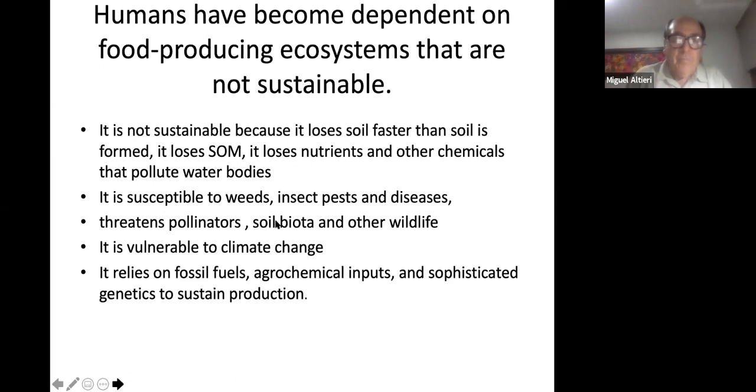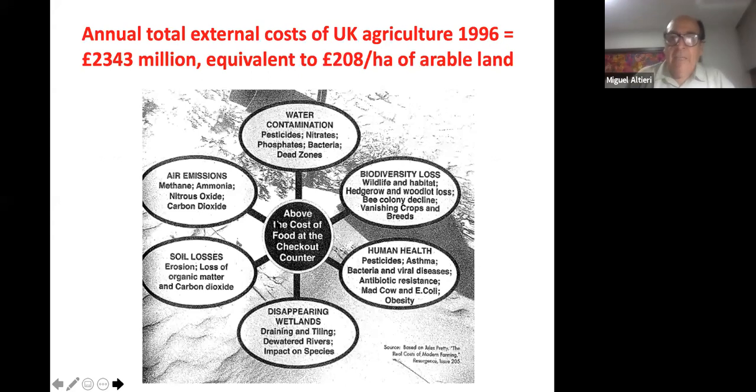And on top of that, it has externalities that are not accounted for in the economic analysis. If farmers or the companies that produce the chemicals had to pay for the externalities, for example, water contamination, biodiversity loss, impacts on human health, soil losses, air emissions of greenhouse gases that are also produced by industrial agriculture, actually they would not be in business. In the United States, the only reason farmers survive, the large farmers, is because they are subsidized by the government.